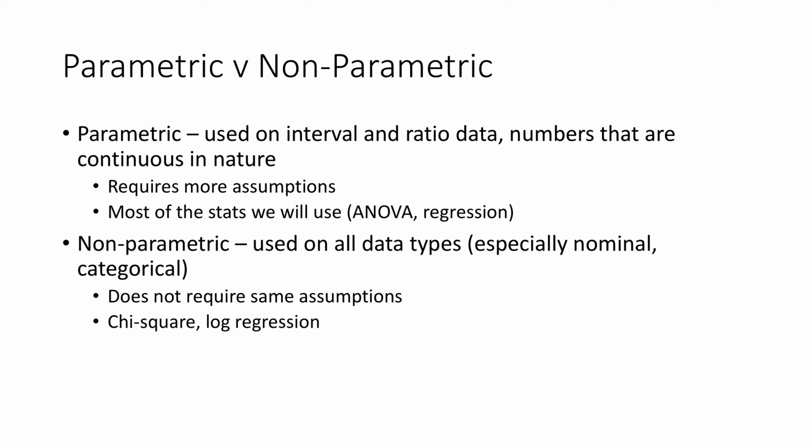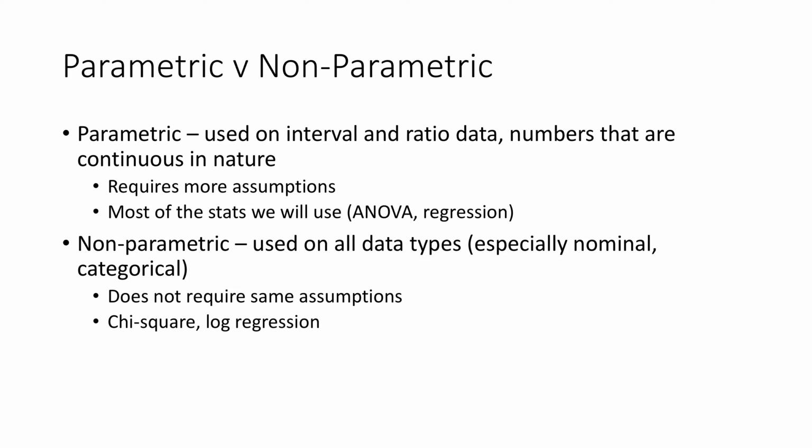Non-parametric statistics is used on all data types. There's this weird assumption that you cannot use continuous data with non-parametric stats, and that's a lie. Non-parametric stats is actually more flexible because it allows you to use nominal, categorical, and ordinal data, but also continuous data when they don't meet their assumptions.